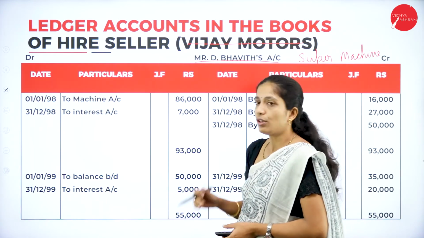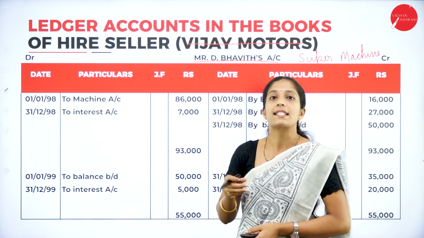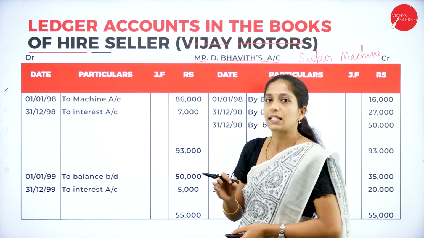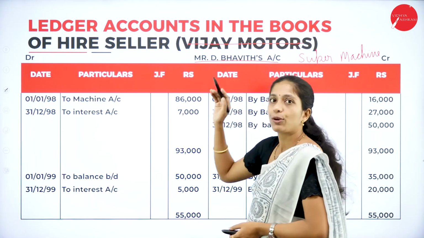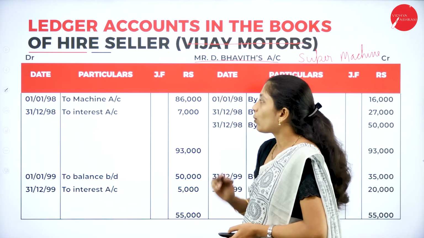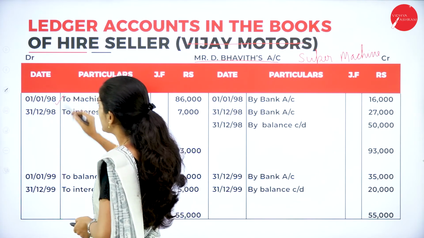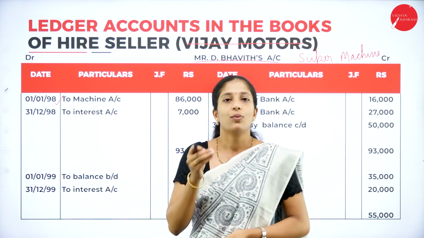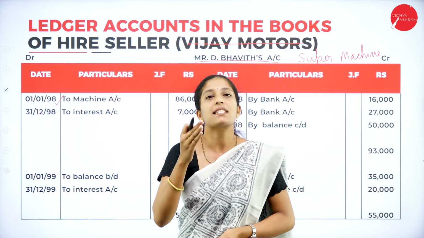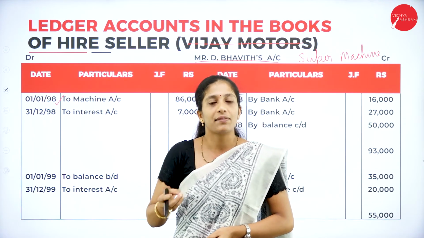Now what are you going to do? Your first entry is for what? Selling of the asset. So what is the entry? Hire purchaser account debit to asset account. Now what is the asset here? Machine, right? So on 1/1/98, first the seller is going to sell the asset. Next, he will receive the down payment.